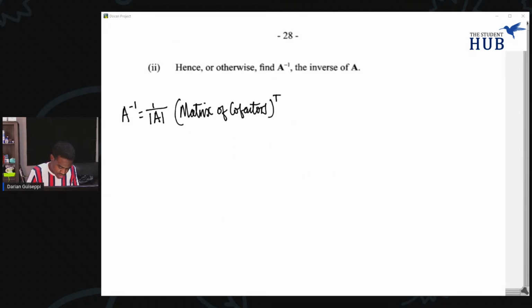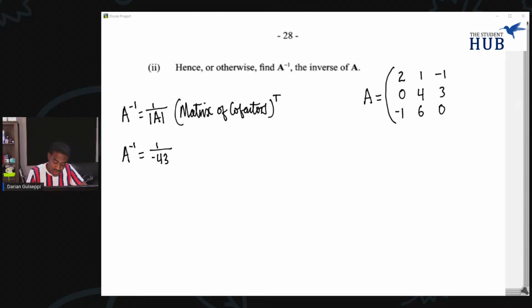So we need to find out what this matrix of cofactors is, and then we need to transpose it. That is key, right? So how do we do this? The matrix of cofactors. Let's write down the matrix A. That's the first thing we need to do. So there's the matrix A that we had from the previous part, right?